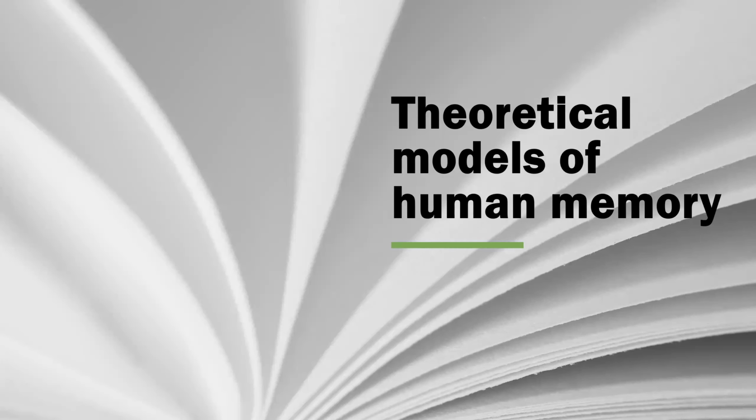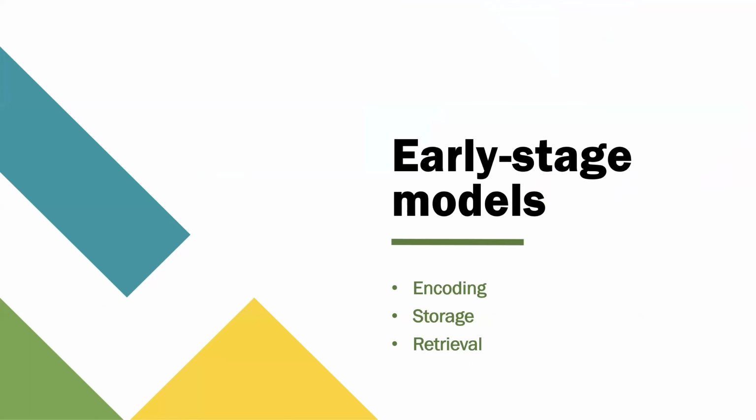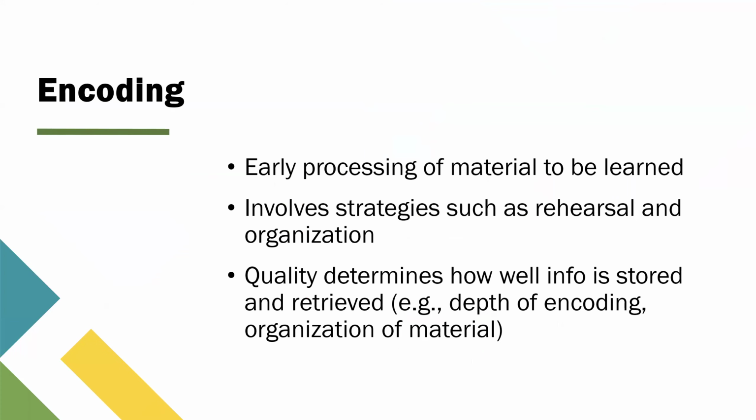So the next thing we're going to talk about is some of the theoretical models of human memory. Some of the early stage models split memory into 3 phases. So there's encoding, there's storage, and there's retrieval. Encoding is the early processing of the material to be learned. It involves strategies such as rehearsal and organization. The quality of encoding really determines how well the information is stored and then later retrieved. So for example, the depth of encoding or how that material is organized, that will impact the phases later on.